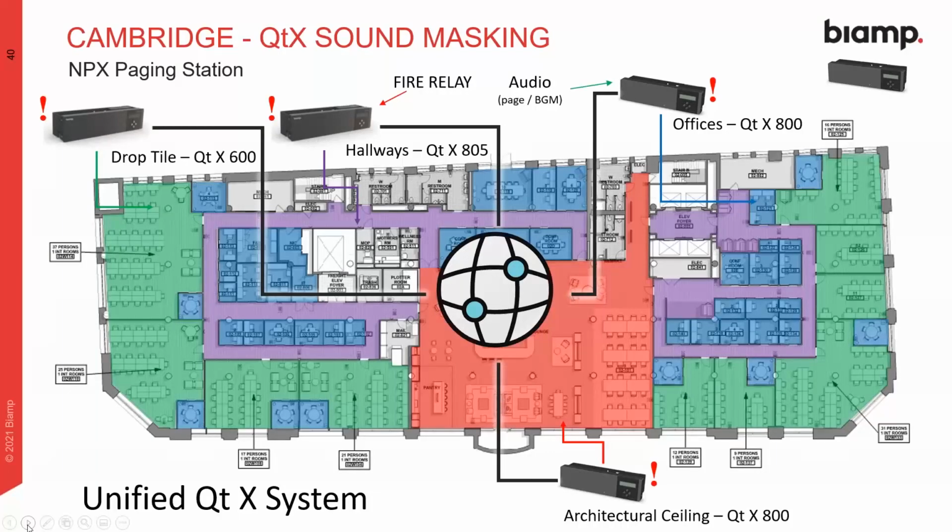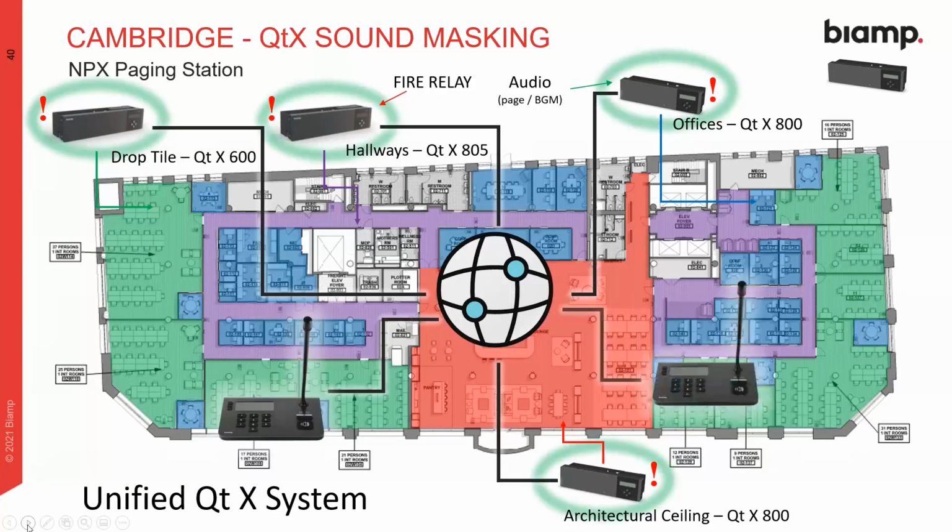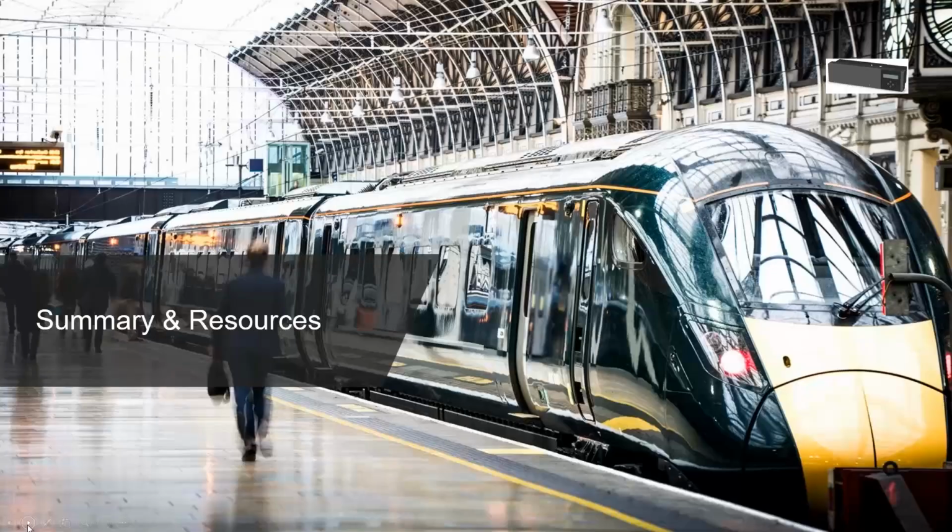And once we've done that virtual zoning for audio background music, we're going to go ahead and add our NPX paging stations, connect them directly to the network, and assign those buttons on those paging stations directly to our virtual zones. And we've created ourselves a simple convenience paging and sound masking background music system all under one single platform. So that should paint a very good picture of the application, the capability of the system.